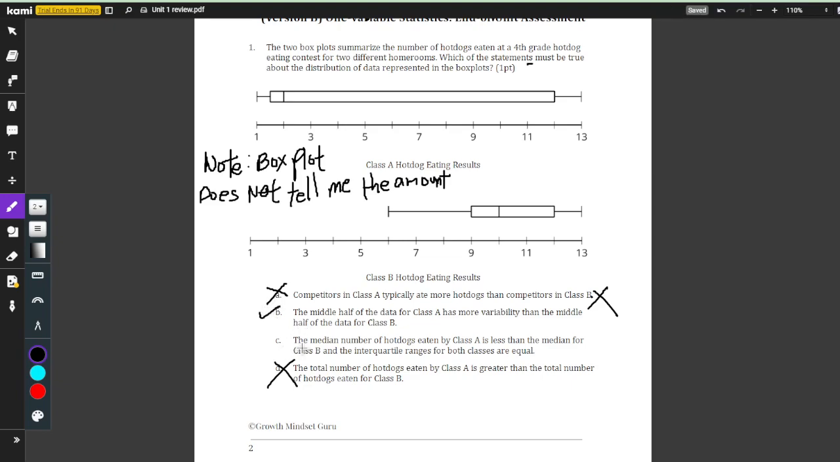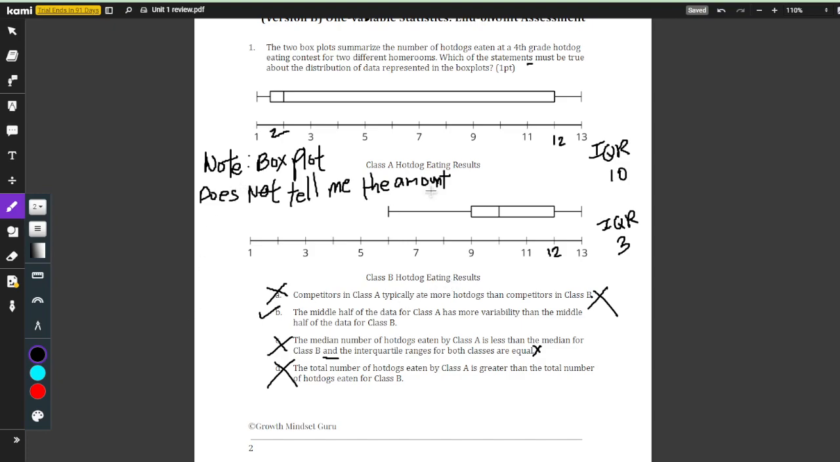Let's take a look at C. We do have to look at all of them because more than one can be right. The median number of hot dogs eaten by A is less than the median of B. That's correct, but the key word is and, which means that both statements have to be right. The interquartile range for both classes are equal. Well, we know for a fact that's not true, because over here Q1 is 2 and Q3 is 12, so our IQR for the first one is about 10. However, here it's 9 and 12, which means that the IQR for this one is about 3. So we know that this second part is incorrect, which means that our only correct answer is B.